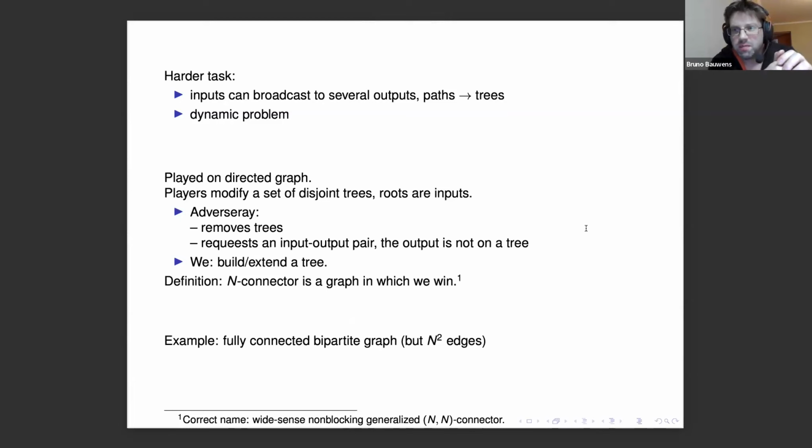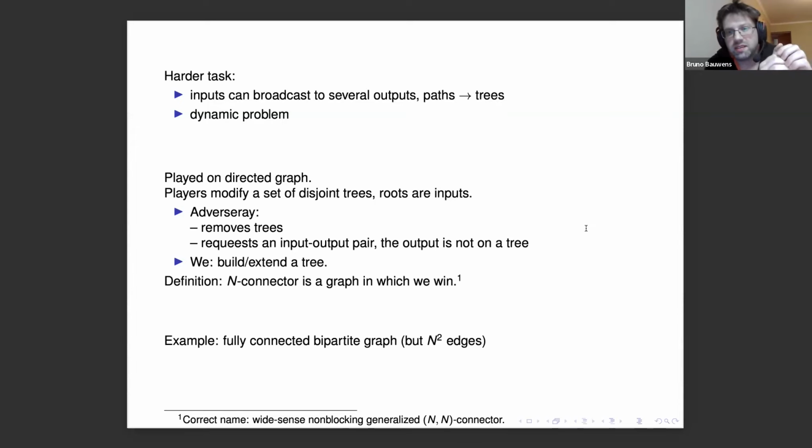In the literature, there are two dynamic variants called wide sense non-blocking and strict sense non-blocking. They're very closely related, but different. We use the weaker one of the two, which corresponds to a similar game as the matching game.